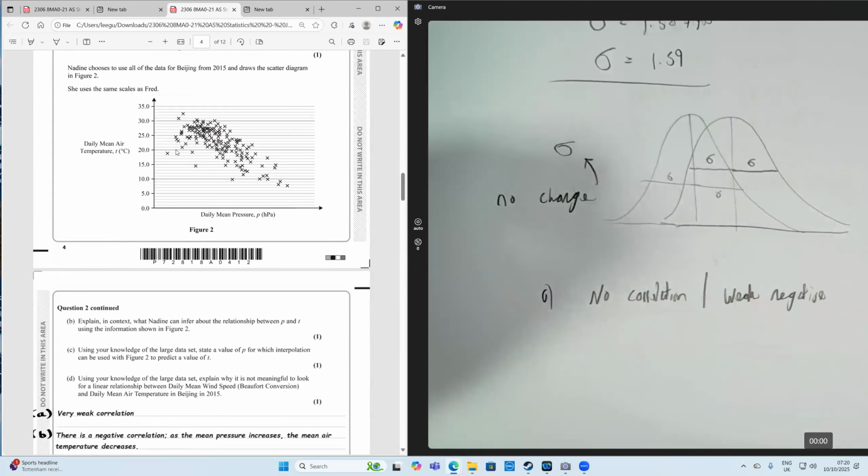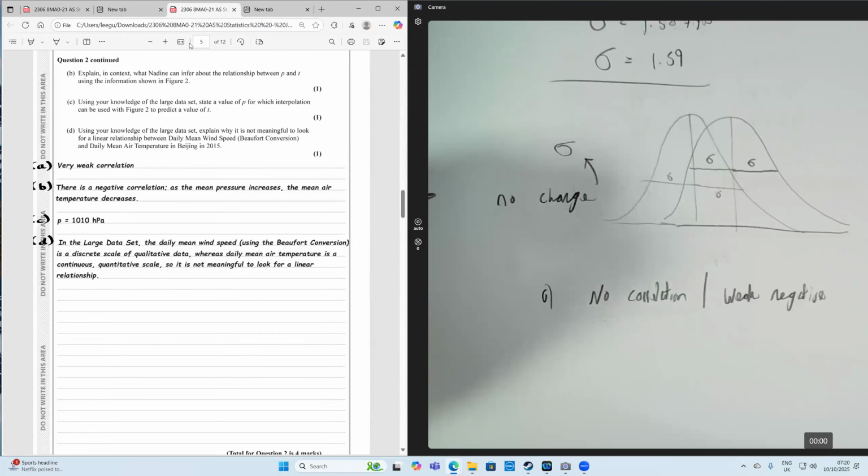Okay, now we can see that we've got a negative correlation going on here. Explain in context what Nadine can infer about the relationship between P and T using the information shown in figure 2. Well, I think that Nadine can conclude that there is a negative correlation.